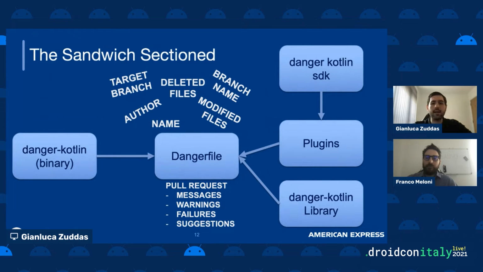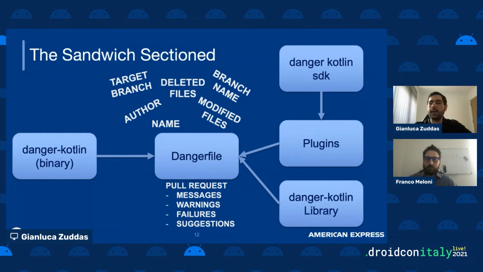And we are basically converting all the pull request data into Kotlin objects that we can process inside our Danger file. So you will see we can have information like a target branch, deleted files, branch name, modified files, author, and so on.